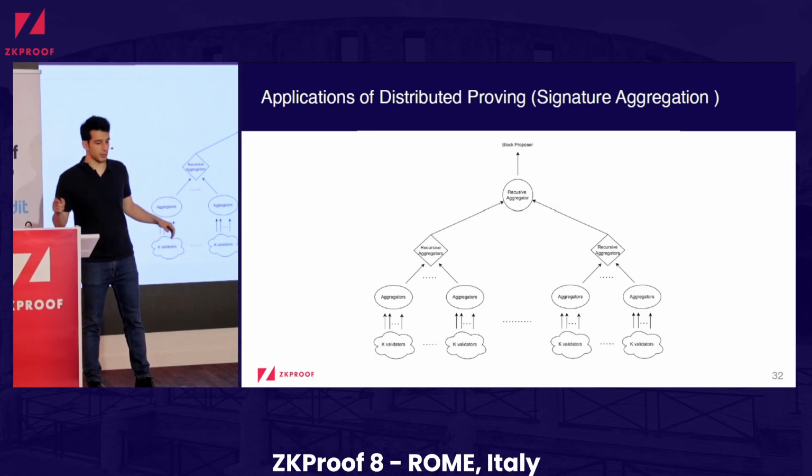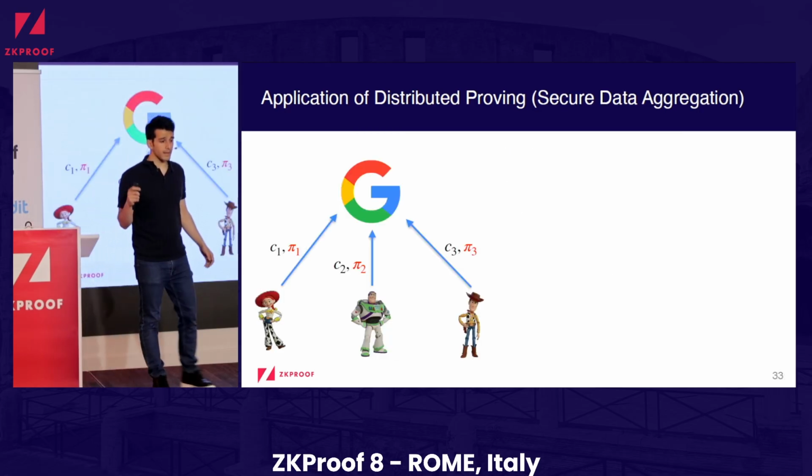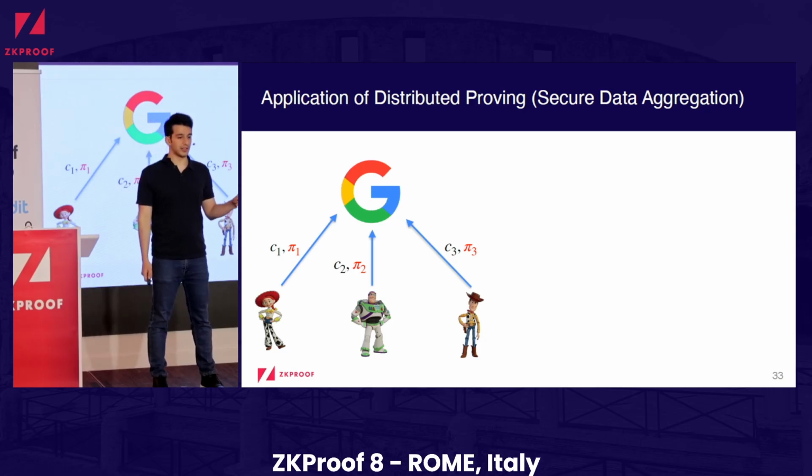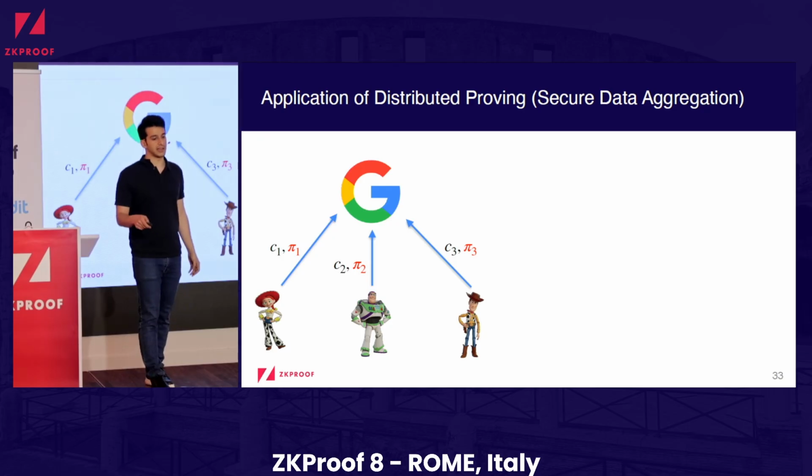And concretely, we basically use the Ethereum parameters. Another more interesting application is distributed proving. Distributed proving is basically secure data aggregation.